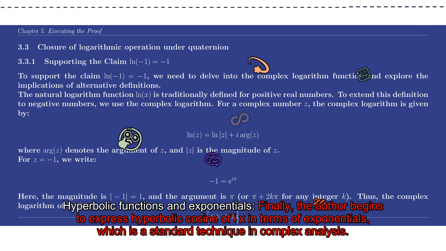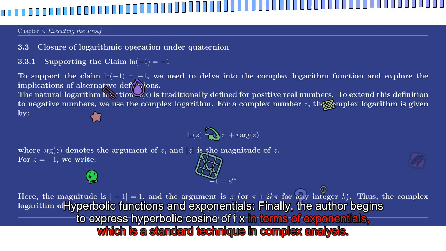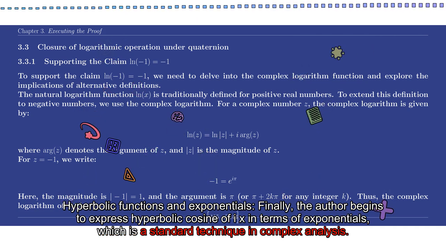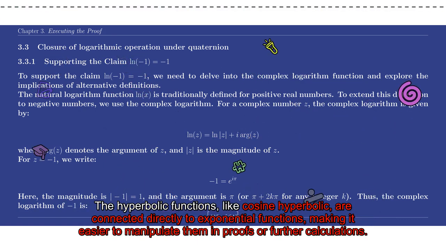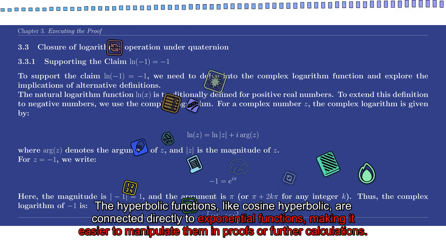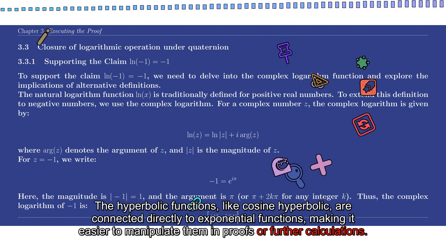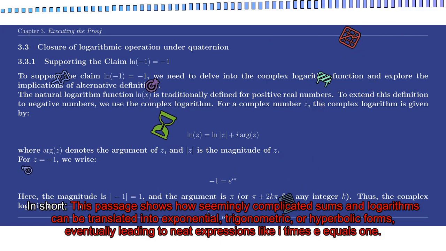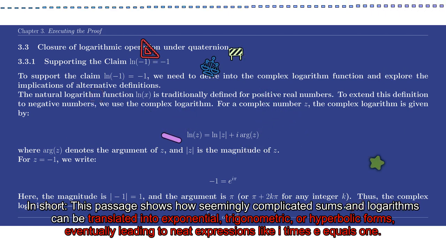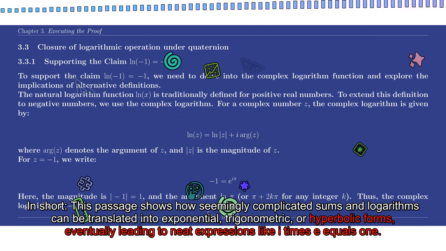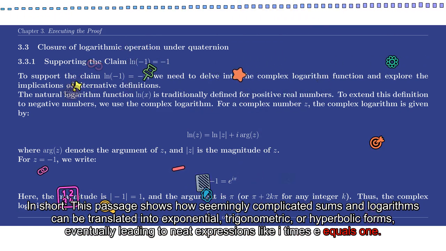Hyperbolic functions and exponentials. Finally, the author begins to express hyperbolic cosine of ix in terms of exponentials, which is a standard technique in complex analysis. The hyperbolic functions, like cosine hyperbolic, are connected directly to exponential functions, making it easier to manipulate them in proofs or further calculations. In short, this passage shows how seemingly complicated sums and logarithms can be translated into exponential, trigonometric, or hyperbolic forms, eventually leading to neat expressions like i times e equals 1.